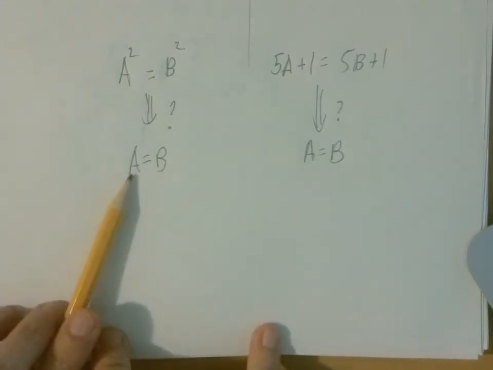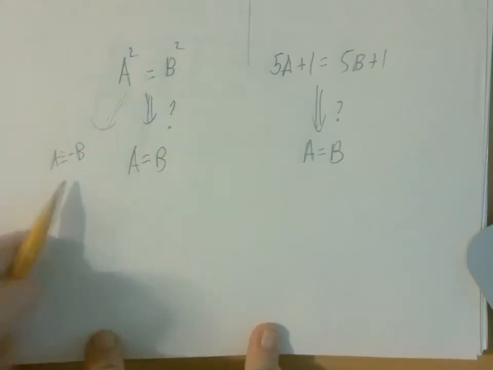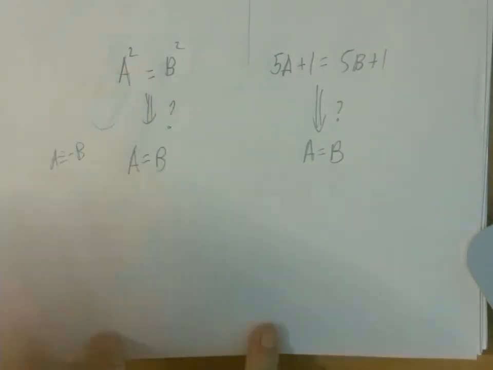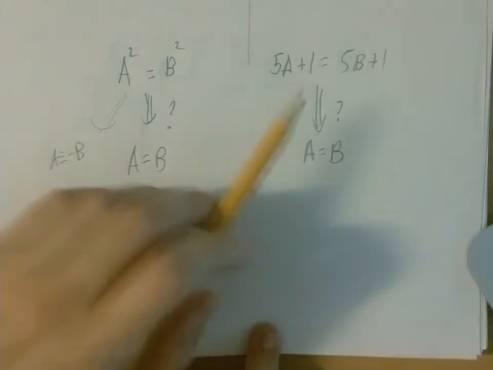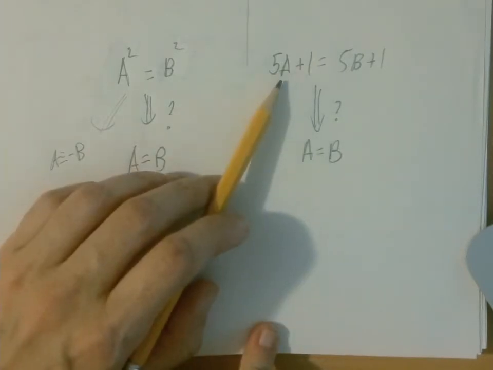Opposites square to the same thing. We could have, right, if a equals negative b, then this is true. So just because two numbers square to the same thing, that doesn't imply that they're equal. On the other hand, this is going to be true. So if 5a plus 1 equals 5b plus 1, then a equals b. Now, what makes the difference?